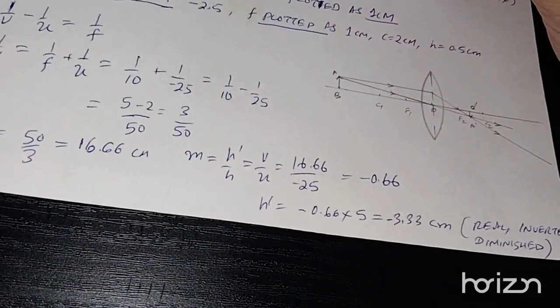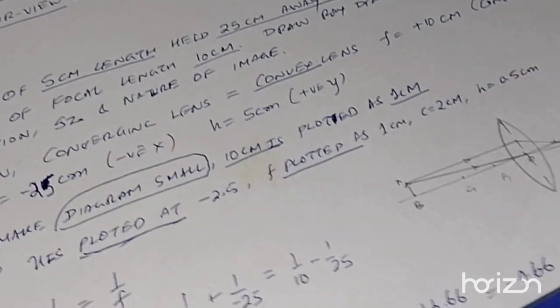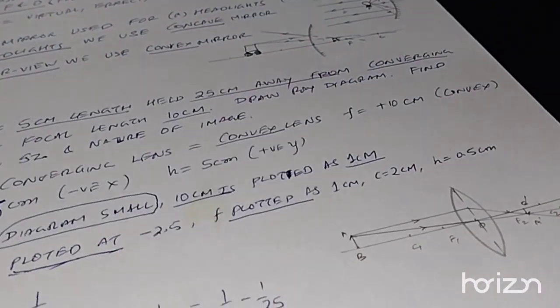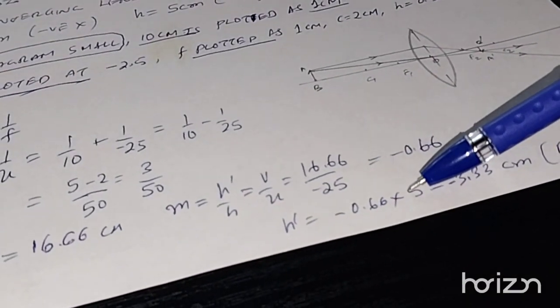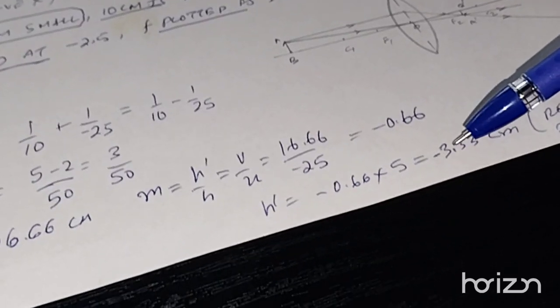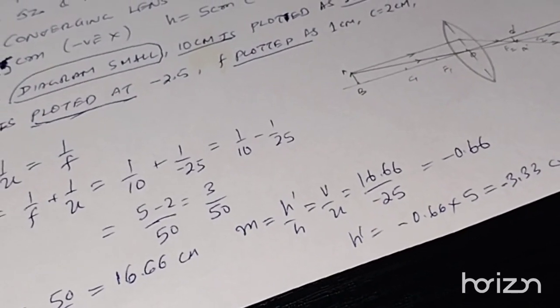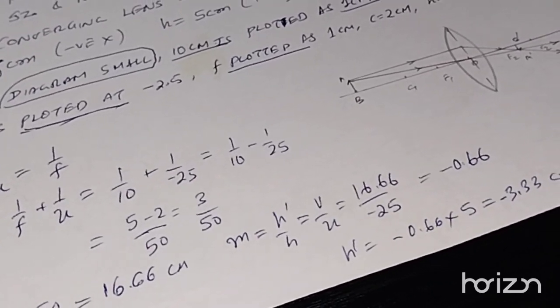So if the object length is 5 centimeter, what is the image length? Image length h dash is equal to minus 0.66 into h, into 5. If you take the calculator again, you'll get minus 3.33 centimeter. So the image is smaller, it is real, and it is inverted.